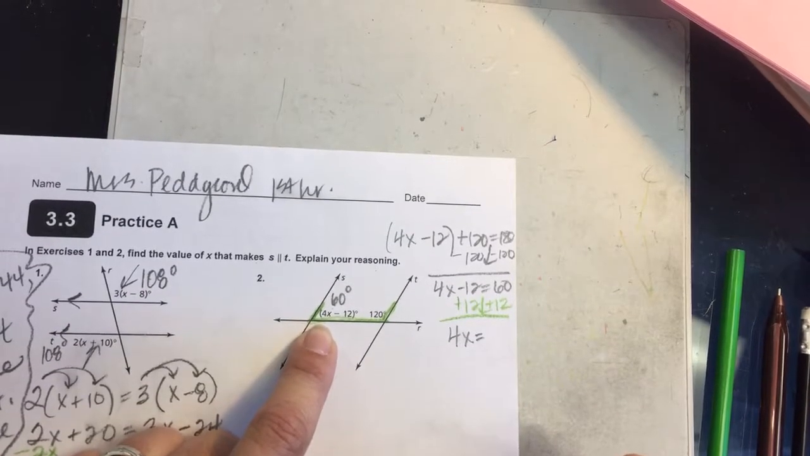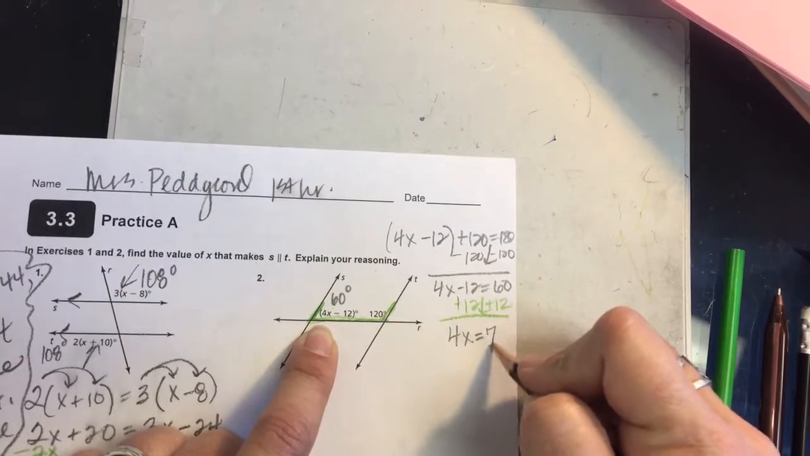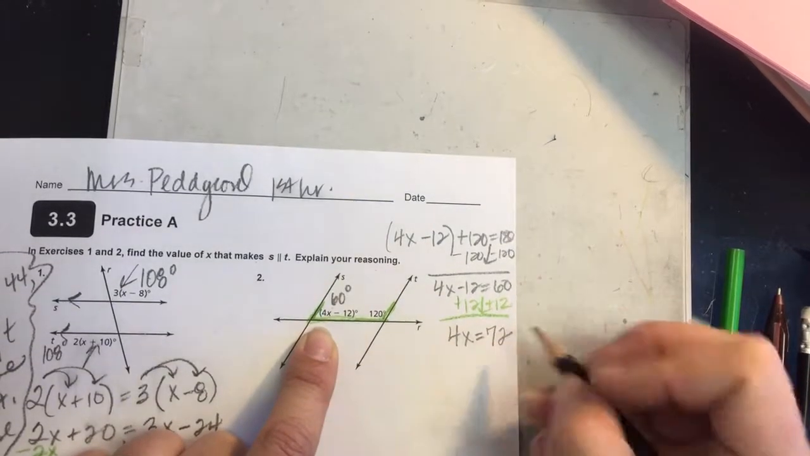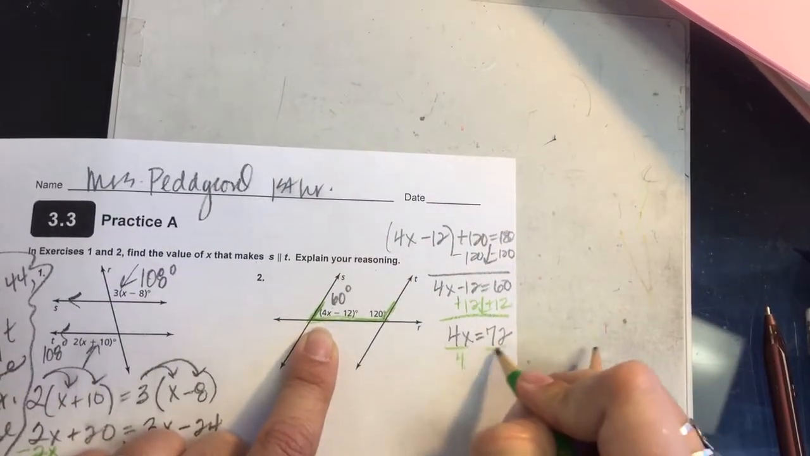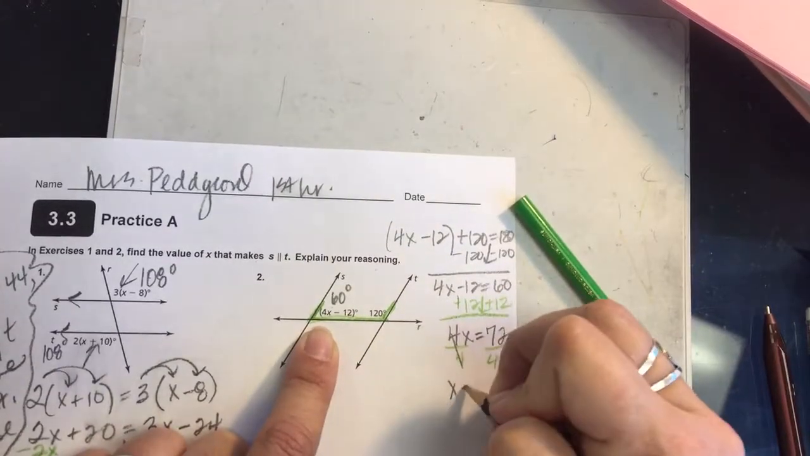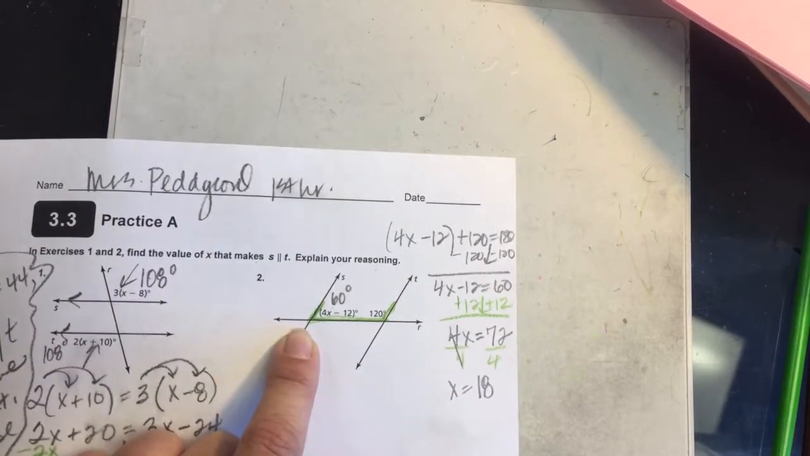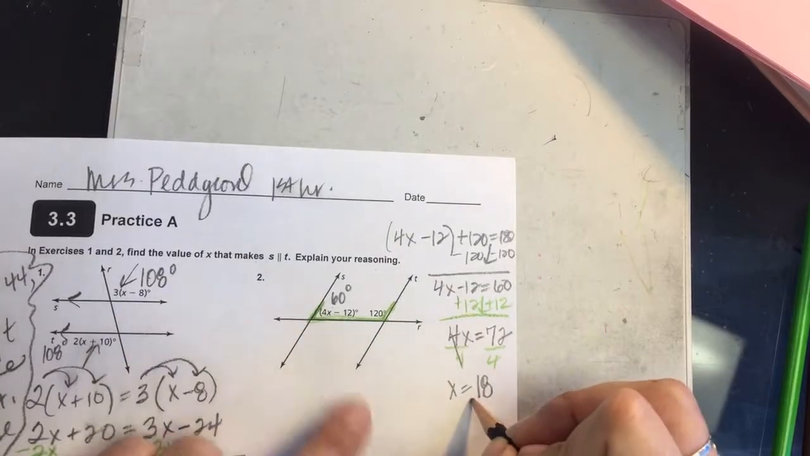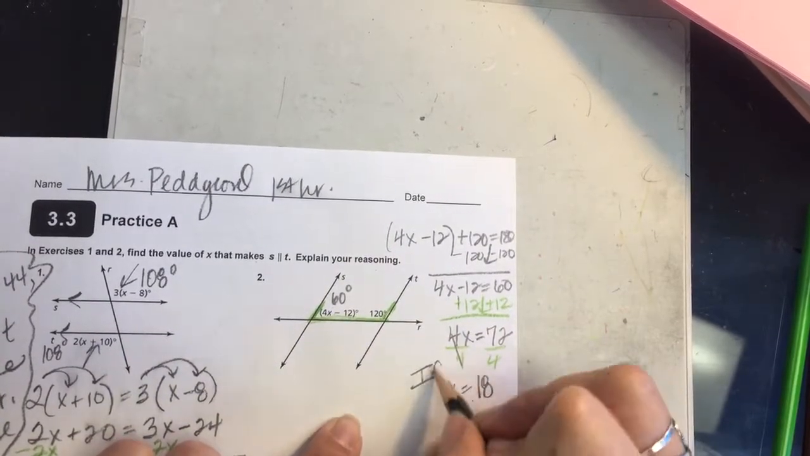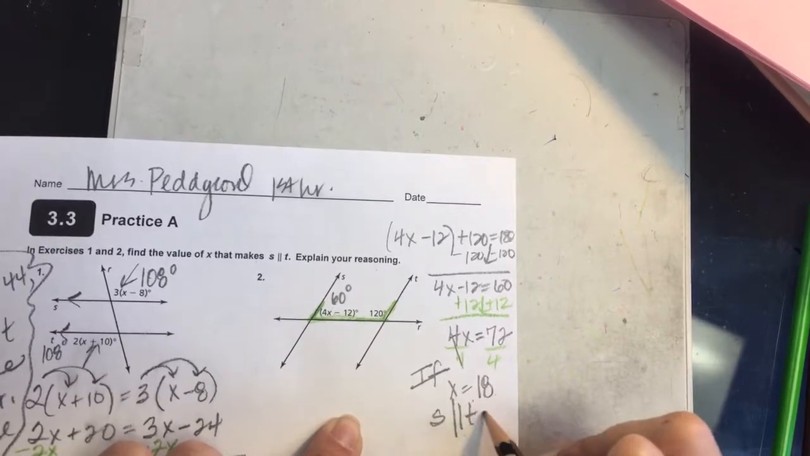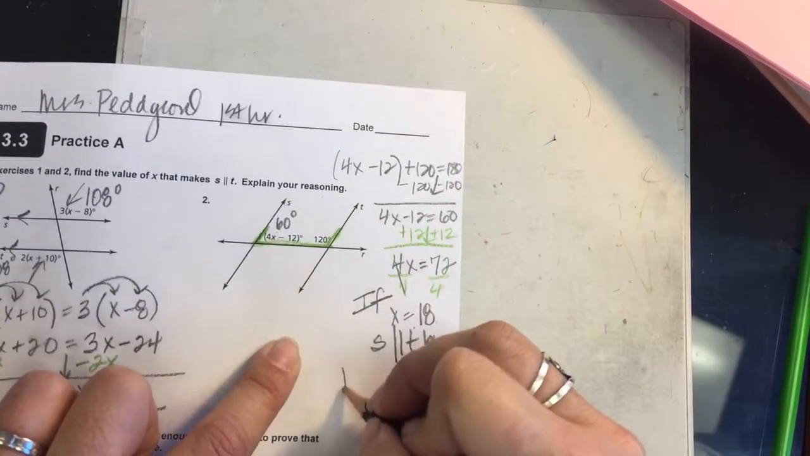All consecutive interior angles are supplements, yep. All the rest of the angle comparisons that we had were all congruent to each other. This is the one that you have to remember winds up being supplements. Just finishing up my solving here and finding out that as long as x is 18, now let me go in and check. 4 times 18 minus 12, better be that 60, sure. So now I say if x is equal to 18, s is parallel to t by the corresponding angles converse.